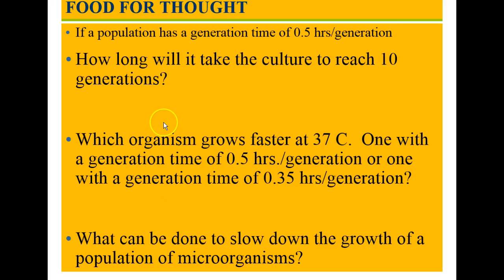You should now be able to answer the following questions. If a population has a generation time of 0.5 hours per generation, how long will it take the culture to reach 10 generations? Which organism grows faster at 37 degrees centigrade: one with a generation time of 0.5 hours per generation, or one with a generation time of 0.35 hours per generation? What can be done to slow down the growth of a population of microorganisms?